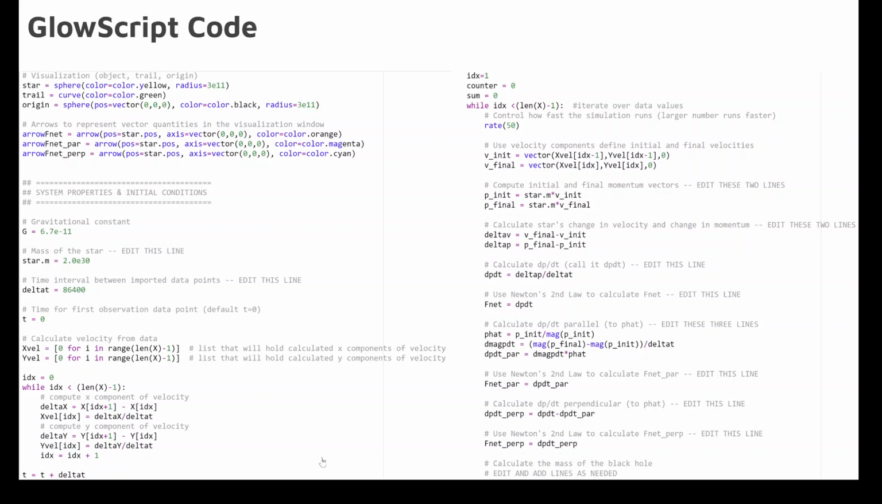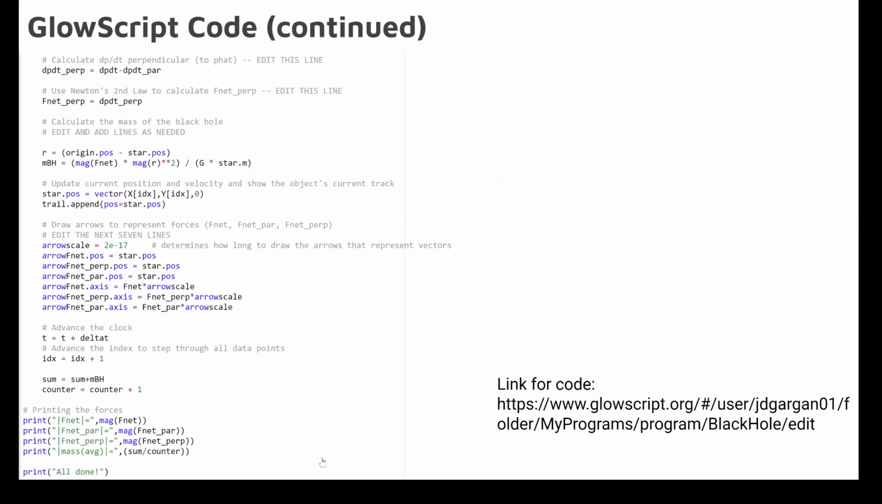Using the unique set of data points of the star's path generated from my email address, I modeled the trajectory of the star to determine what the mass of the black hole must be. I start off inputting the mass of the star we are given, and the delta t interval being equal to 1 day. We are given the code for calculating the x and y velocities and the initial and final velocities of the star. I then input the code for finding the initial and final momentum and the change in velocity and momentum. Using these two, I calculated dp dt and set this equal to the net force. I then proceeded to calculate dp dt parallel using the equations seen prior, and used the value of the parallel component to find the perpendicular component.